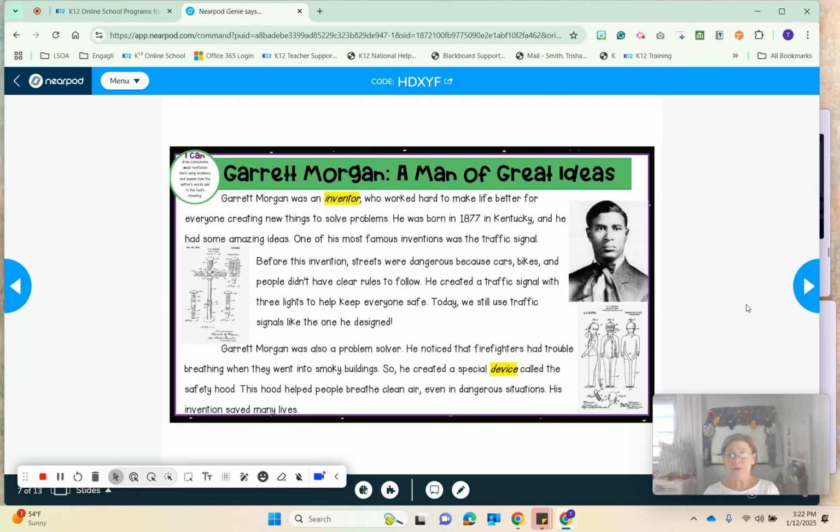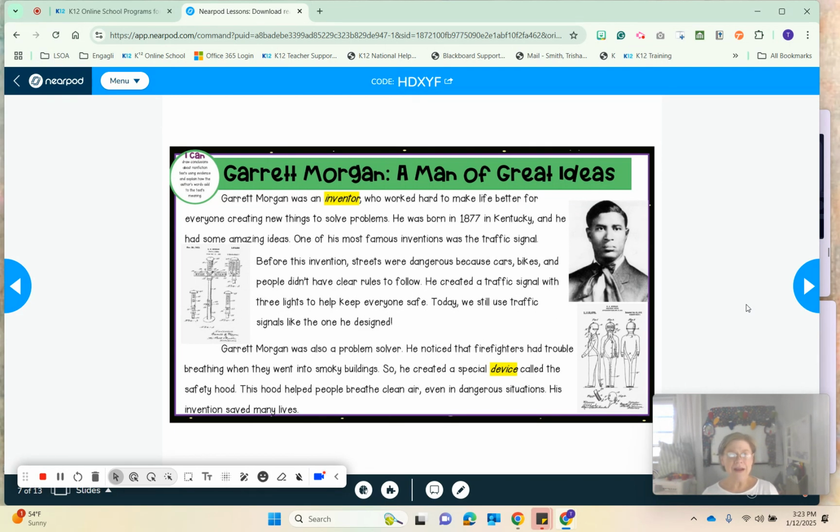So now there are a few things that we can notice or we can refer back to in our passage. We're going to start with our highlighted words. We know that our highlighted words are the vocabulary words for this passage. So our first one is inventor.